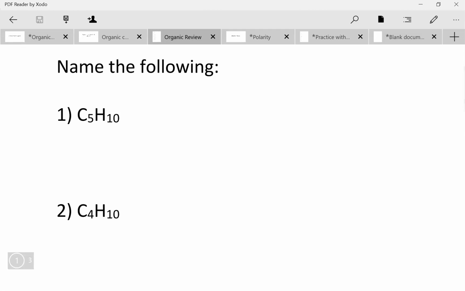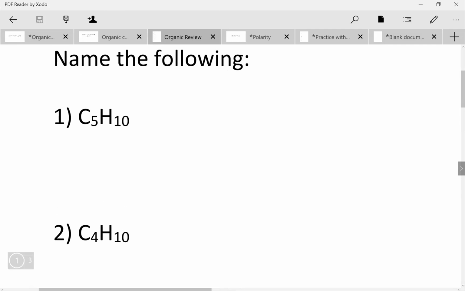There'll be a couple of name, couple of draw, couple of polarity questions, and then that's about it. Two reaction questions for the esters and the amides, but more or less the exact same structure to it. So let's get started. C5H10.